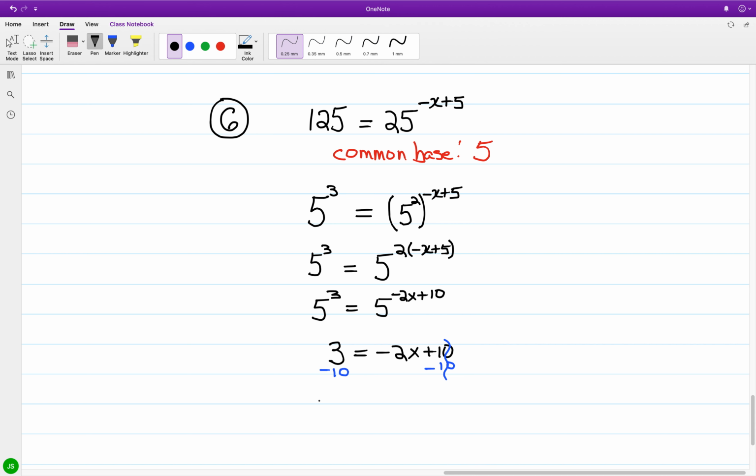And isolating the x term, if I take 10 away from both sides, we have 3 minus 10 becomes negative 7. Negative 7 is equal to negative 2x. And with division by negative 2 on both sides, we have negative 2x over negative 2 is x. Negative 7 divided by negative 2 is a negative over a negative, which is a positive. So we have x to be exactly 7/2 or 3.5.